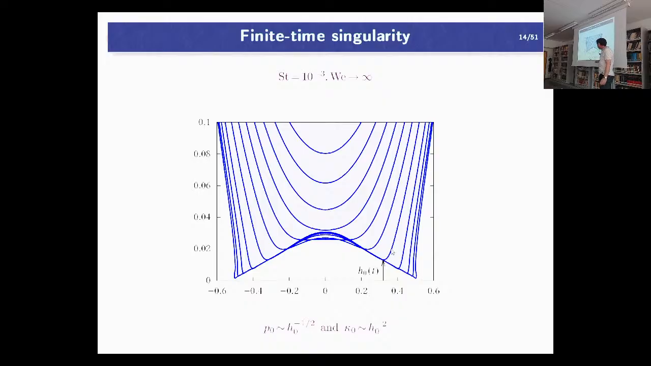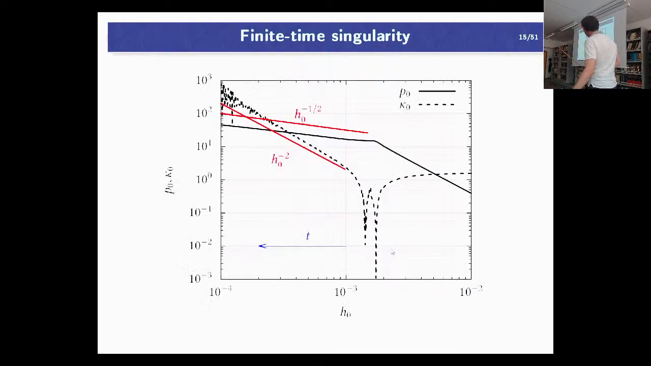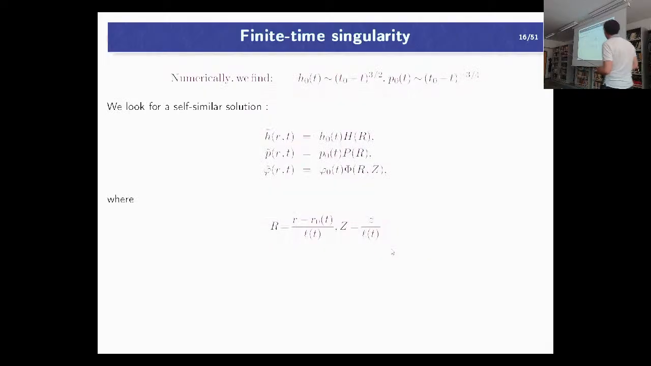If we plot the maximum pressure as a function of the minimum height, and the curvature, we have these two behaviors. Time goes from the right to the left, because H naught decreases in time. What we see is that the pressure increases like H naught to the minus 1/2, and the local curvature of the interface goes like H naught to the minus 2. I'm sorry, it may be a bit technical, but the question is whether we can understand these two scalings, and I'm not sure they are too obvious.